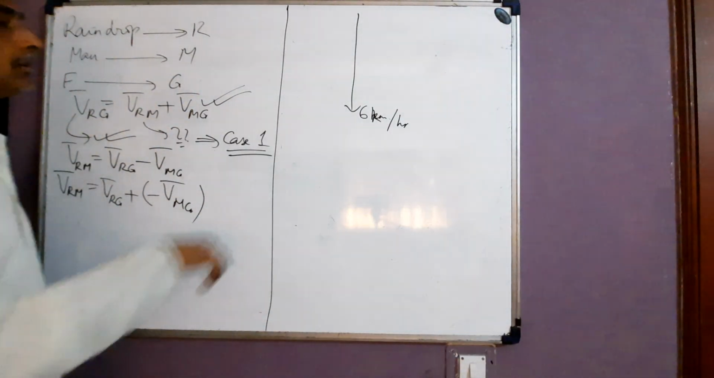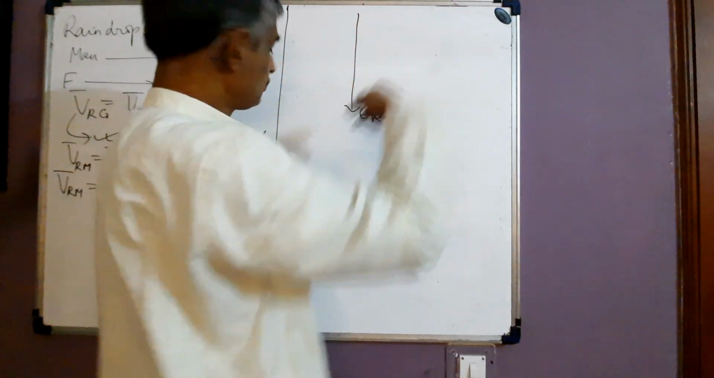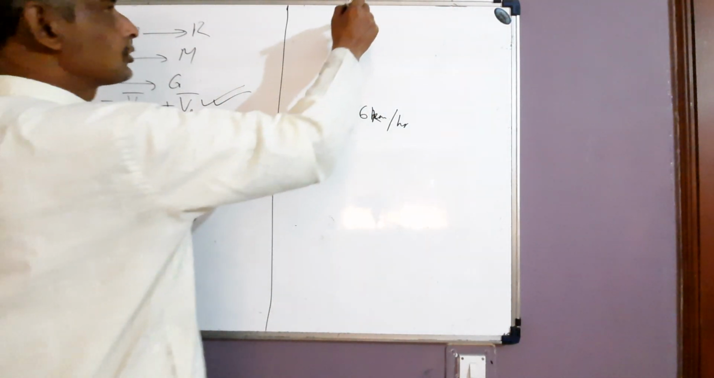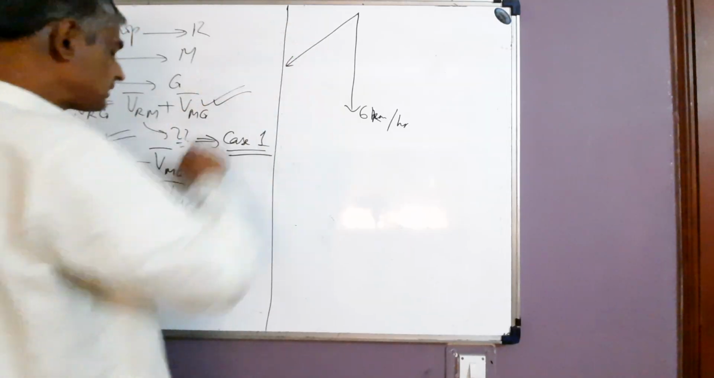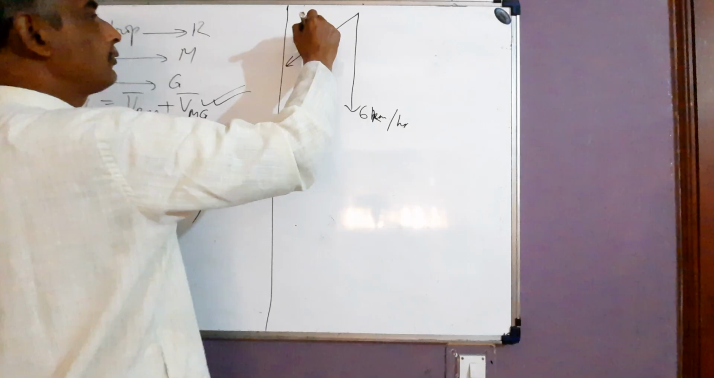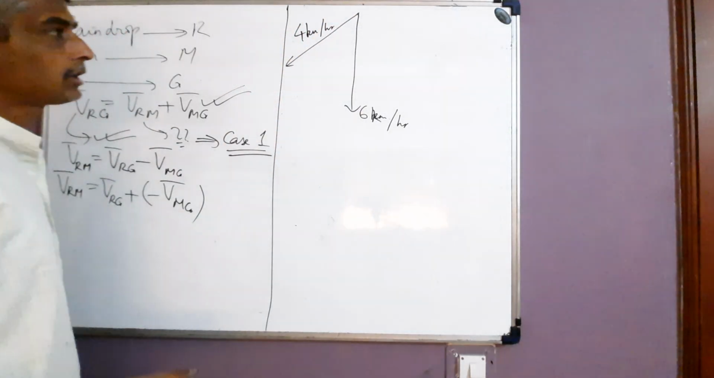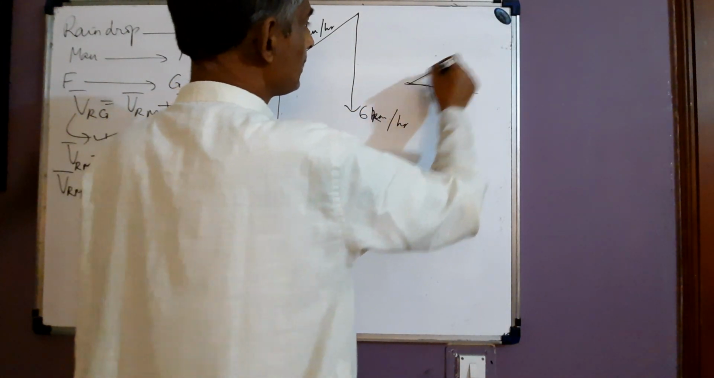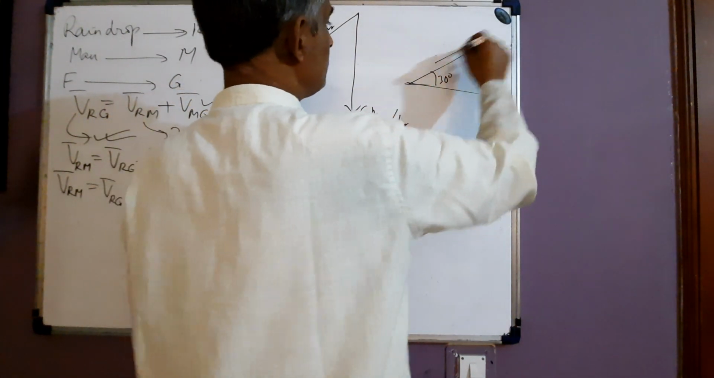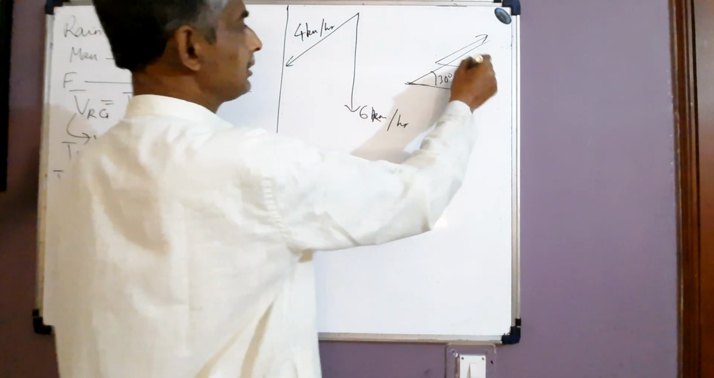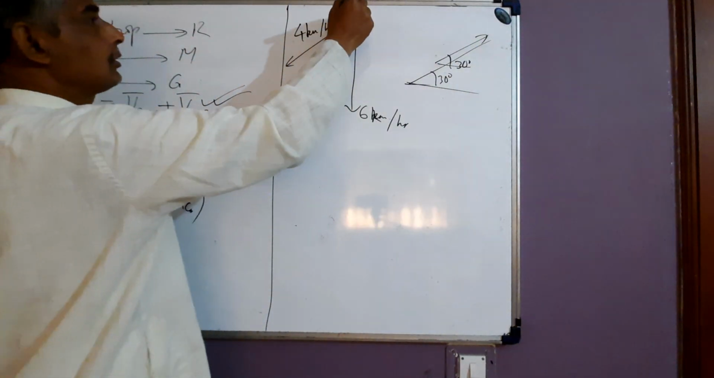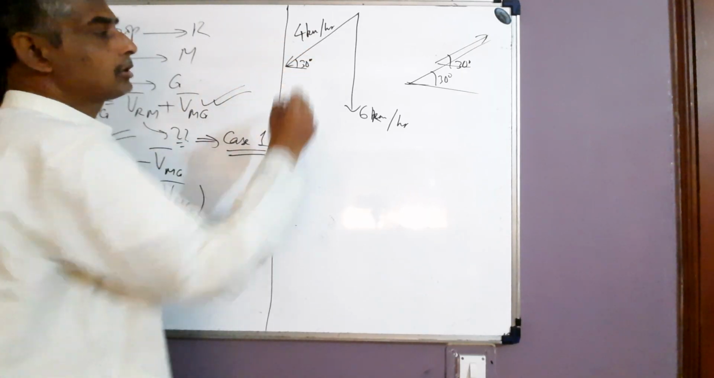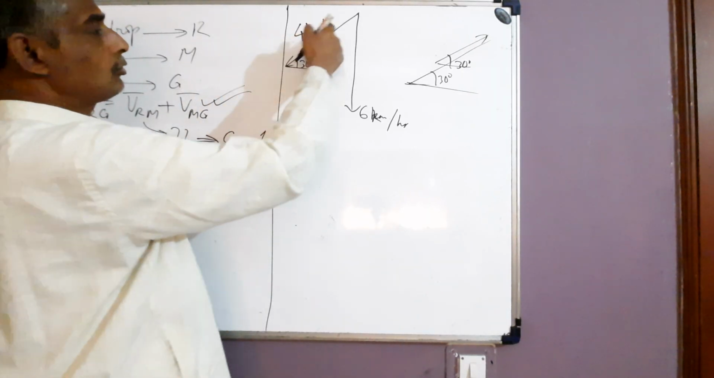Now VMG is what? 4 km per hour up the incline. Minus VMG is the reverse of VMG, 4 km per hour down the incline. So this is the vector minus VMG, which is equal to 4 km per hour. This is the horizontal, this is 30 degrees. VMG is in this direction, 30 degrees, so this will also be 30 degrees. This is equal to minus of VMG.